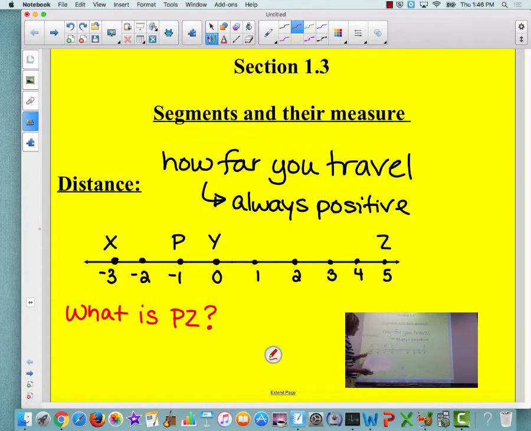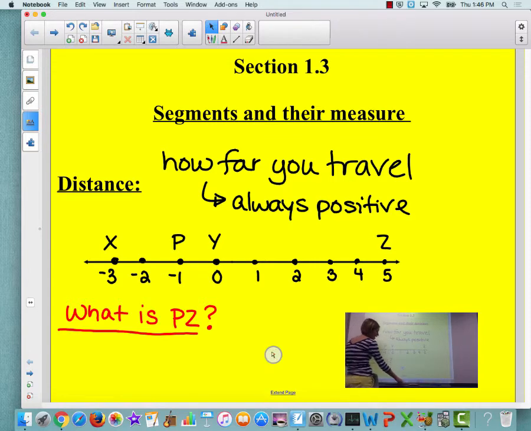I gave you a segment, and if you could go ahead and put the point x above coordinate negative 3, p above negative 1, y above 0, and z above 5, we're going to ask you the question, what is PZ? Now, I didn't ask what is segment PZ. I just gave you the letters PZ. That means that I'm asking you for the distance. I could just look at it and count 1, 2, 3, 4, 5, 6, and I know that PZ is 6.